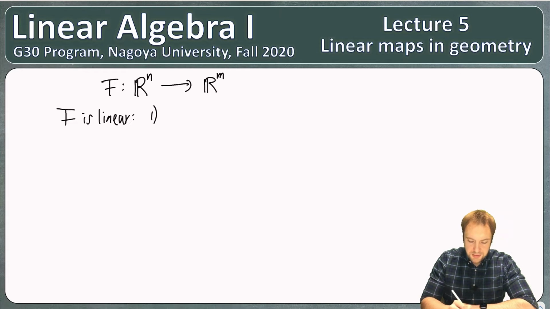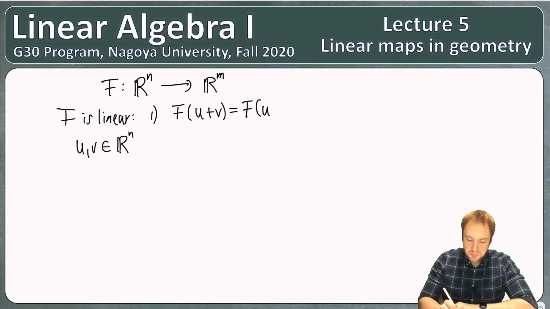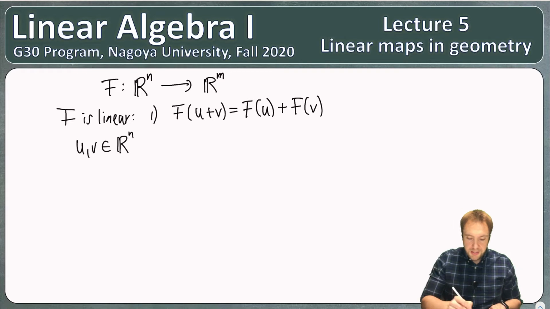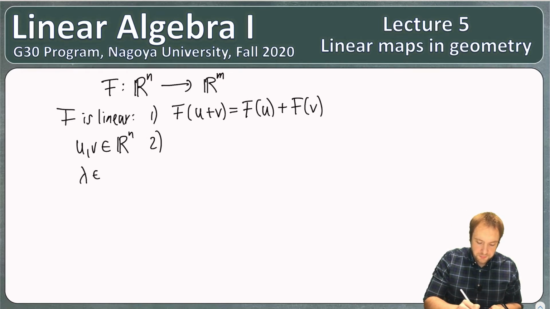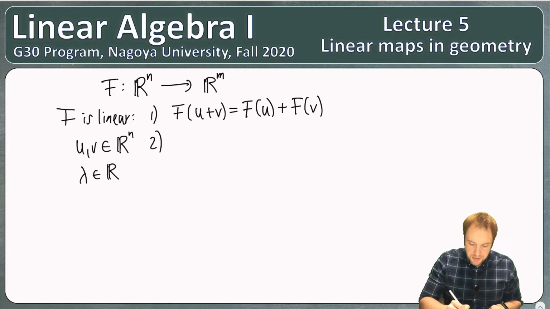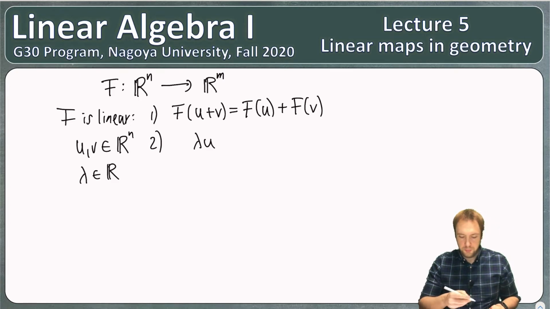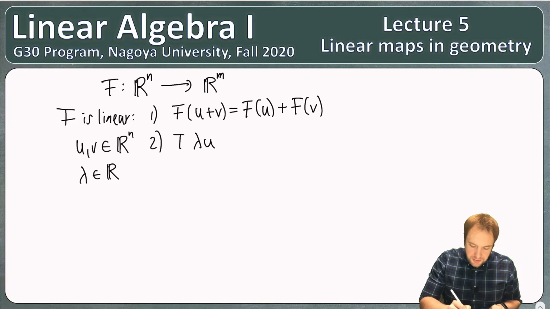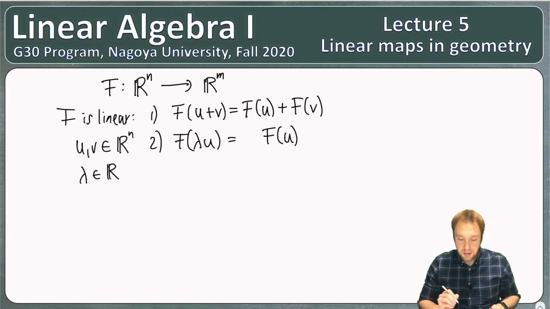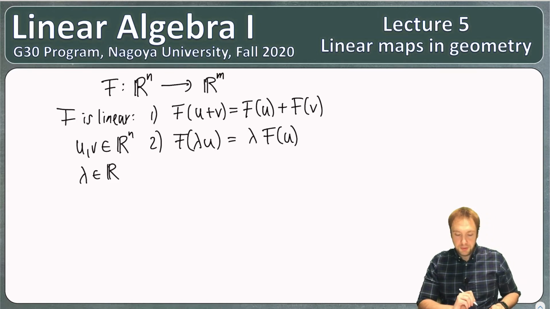The first condition was that whenever I have two vectors, let u and v be vectors in Rn, then f of the sum of u and v is the same as first applying f to u, which is a vector in Rm, plus f of v. And the second condition was that if I have a scalar, some real number lambda, then I can multiply this scalar with u, which also gives a vector in Rn, and then applying f is the same as first applying f to u, which is a vector in Rm, and then multiplying with lambda.